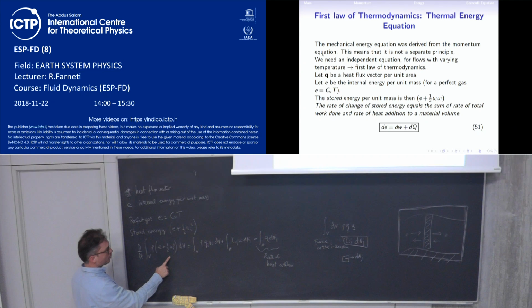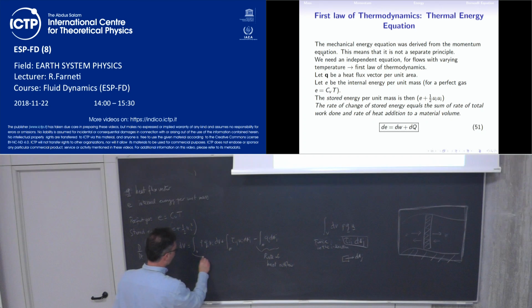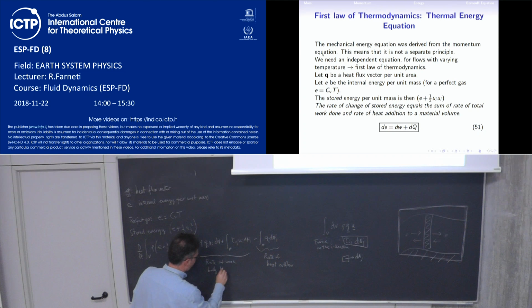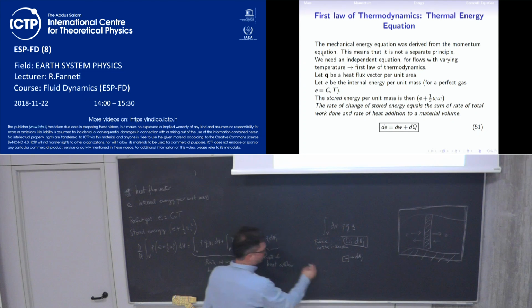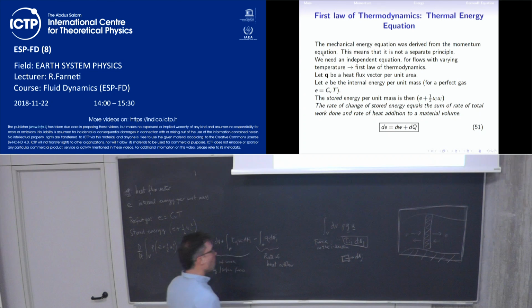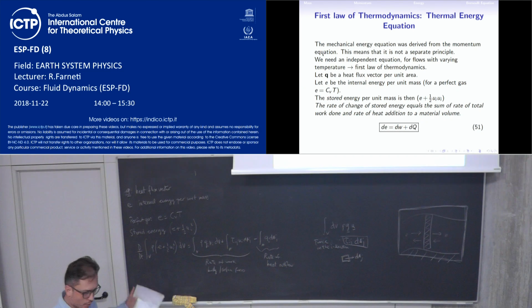The rate of change of the stored energy is equal to the total rate of work by the body and the surface forces. And you see we have a volume integral here and a surface integral there. Minus any possible rate of heat outflow, and there's a minus because q is acting on the same A. So that means out of the volume of integration. So that's heat lost from the volume of integration.